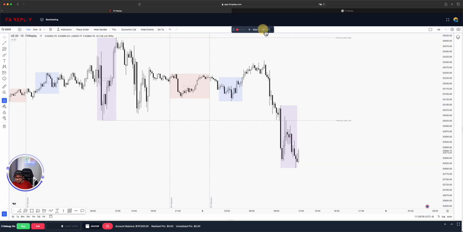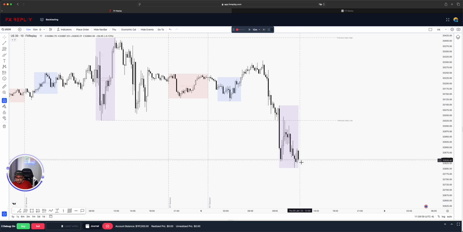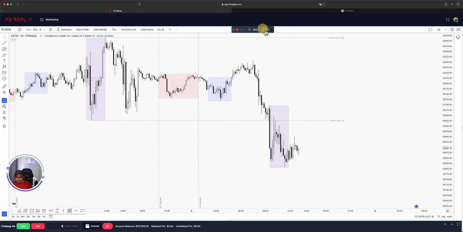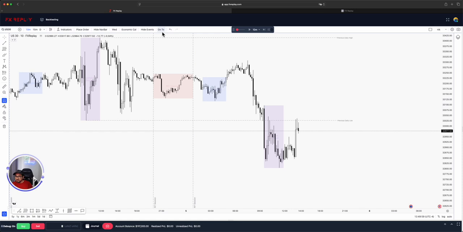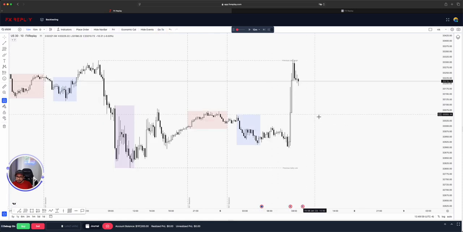It came down again, and if you see, this M10 candle swept the previous candle's low, but it did not close above, so we won't consider this as a valid sweep candle. So we just keep playing price and then nothing happened. So we again move to the next New York session.